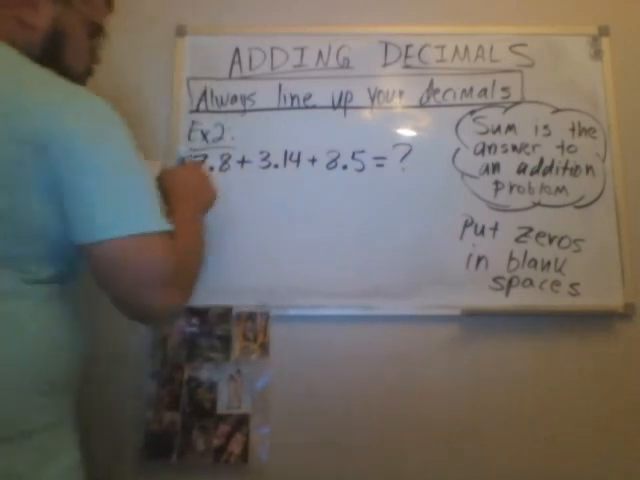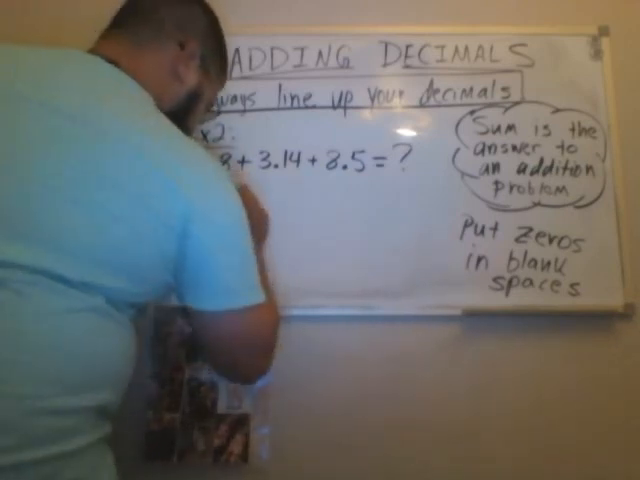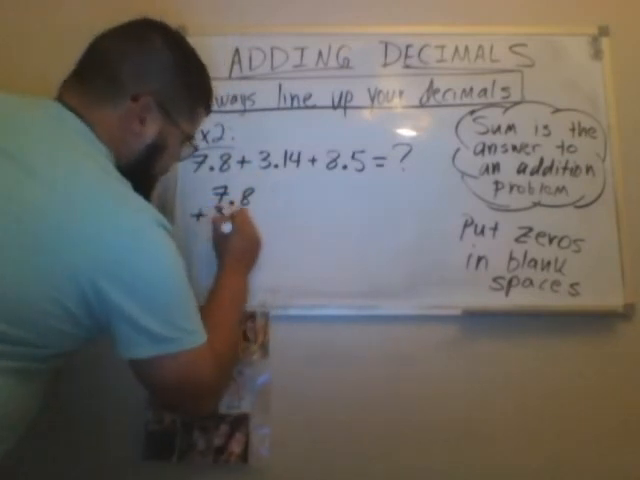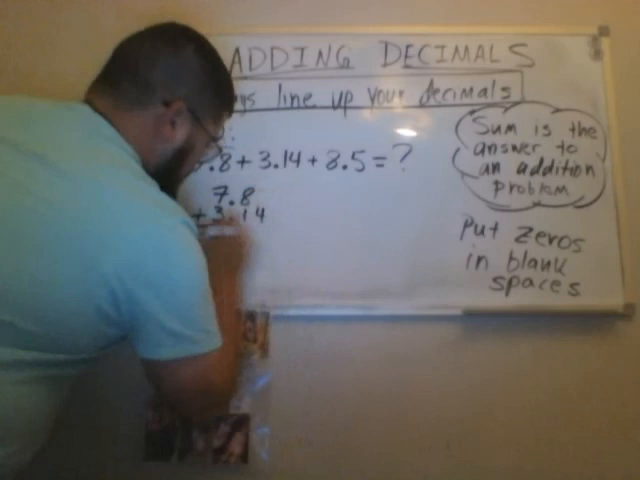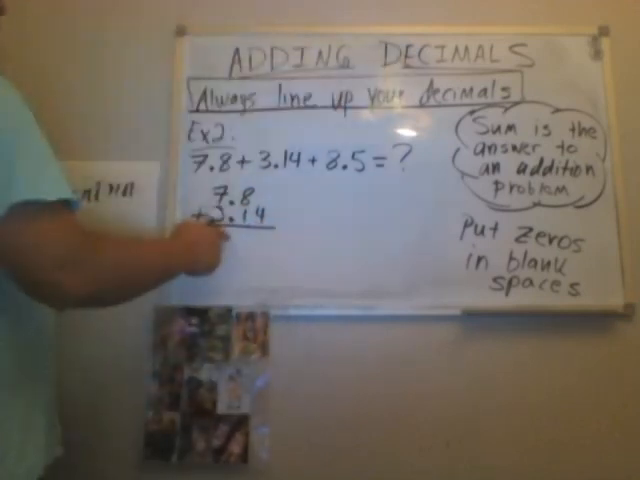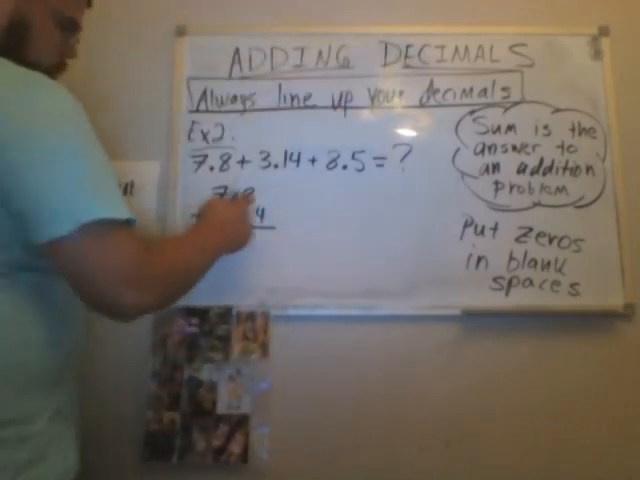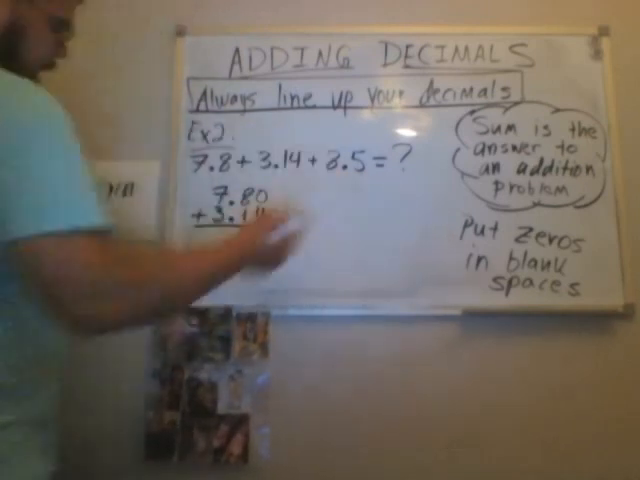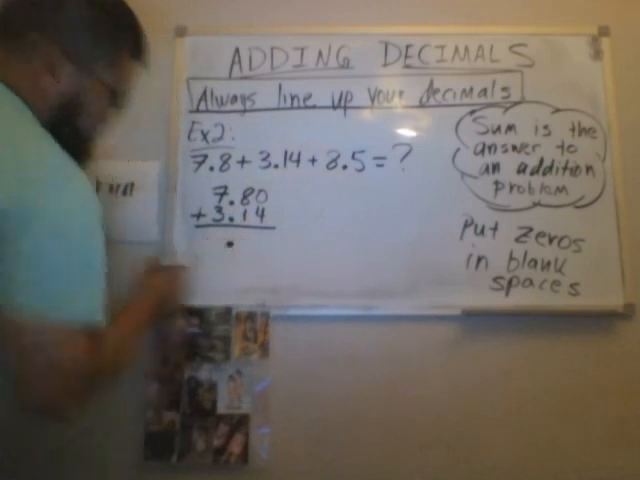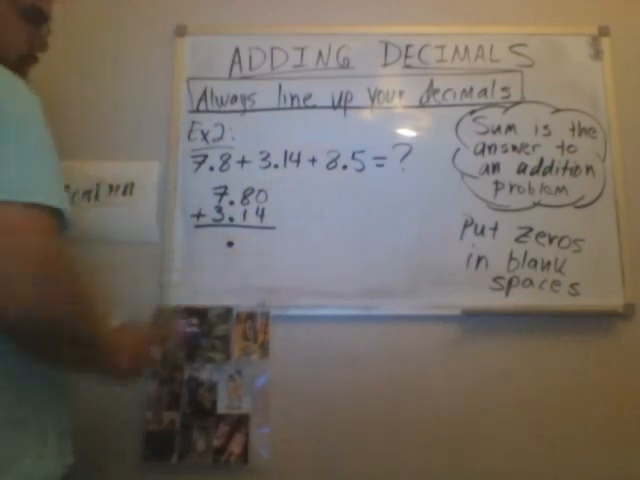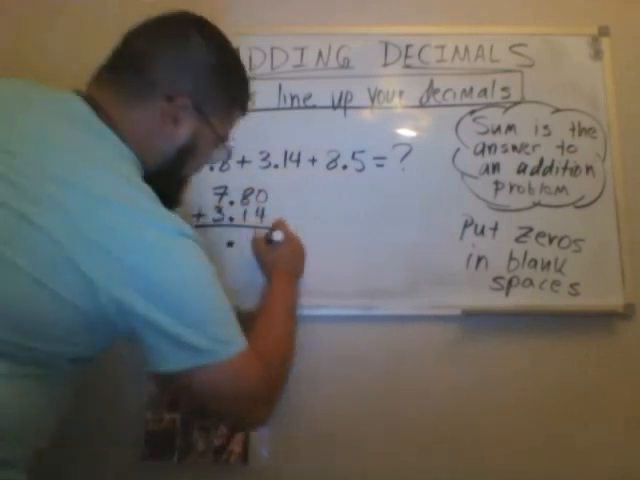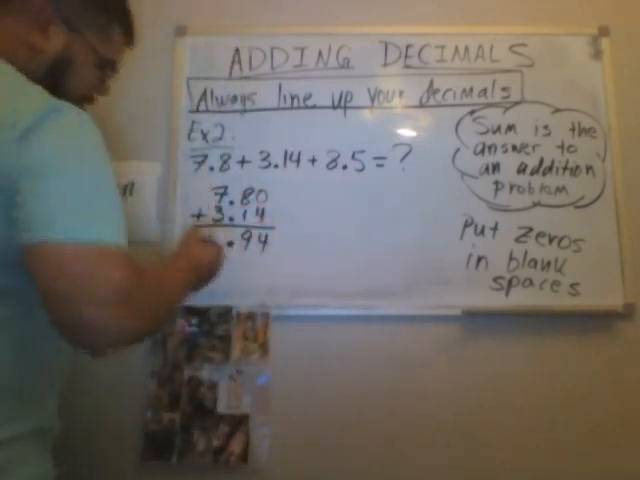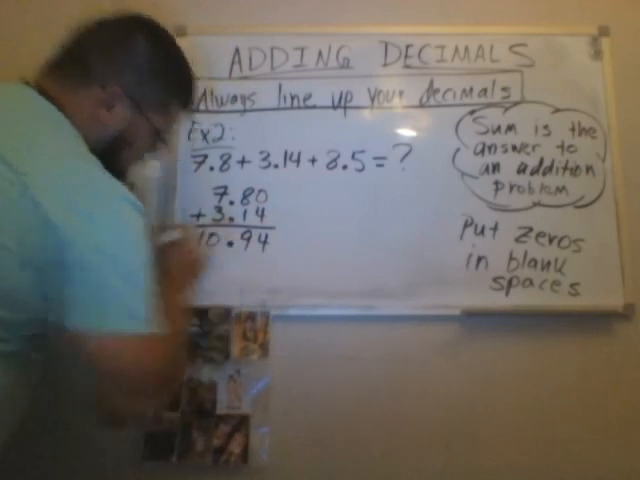Okay, so 7.8 plus 3.14. Remember, always line up your decimals when you're adding decimals. What goes in blank spaces? There it is. Put zeros in blank spaces, and we just add it like normal. Bring down our decimal. We can do it up front, we can do it at the end, but I'm doing it at the beginning so we don't forget. 0 plus 4 is 4. 8 plus 1, that's 9. 7 plus 3, well, that's 10, so we just write the 10 right there.